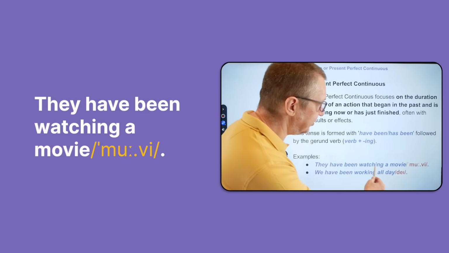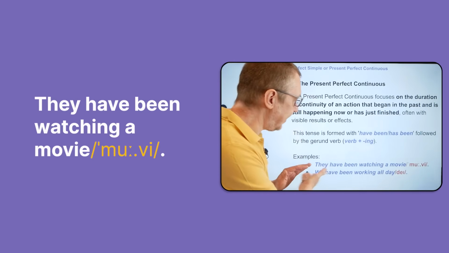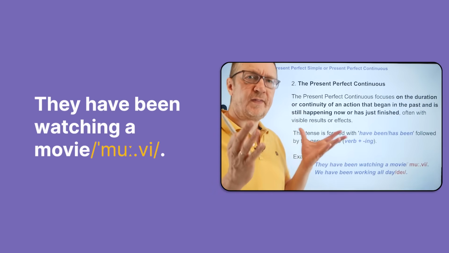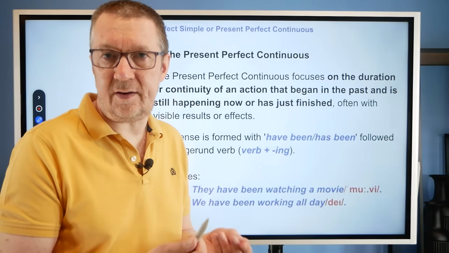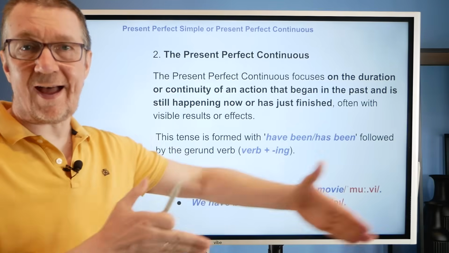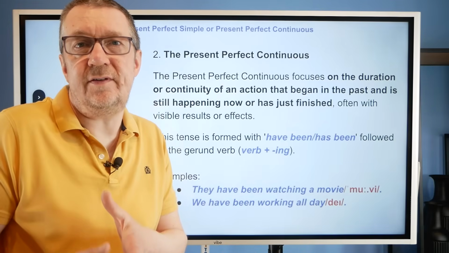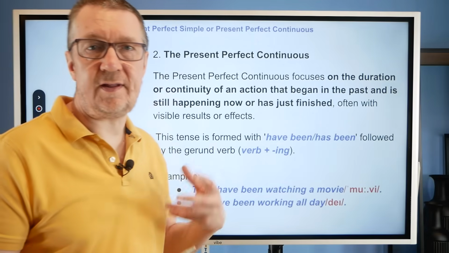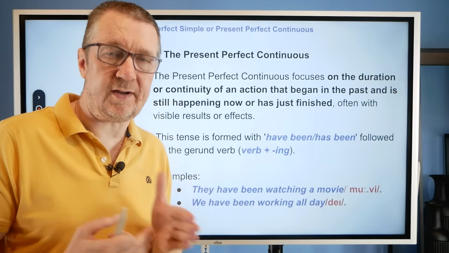So they have been watching a movie. Let's just stay with this one first. They have been watching a movie. So again, it's very similar to the last grammar point that we looked at with the simple, whereas what has been going on, what they have been doing, is kind of relevant to now. We know what's going on. However, it focuses on the action or the duration. So what have they been doing? They have been watching a movie.